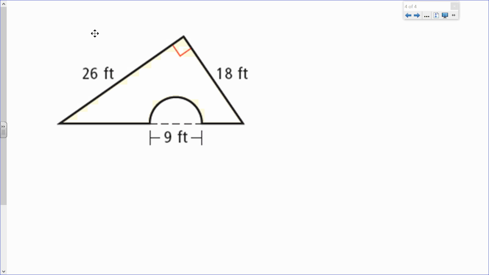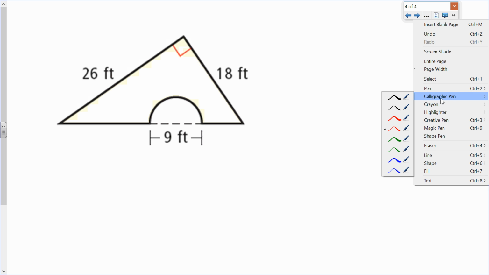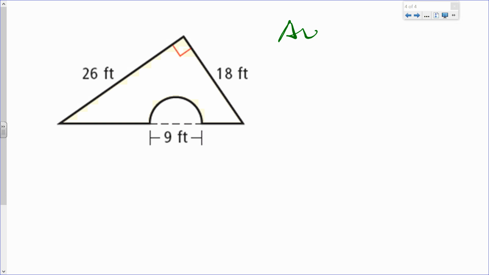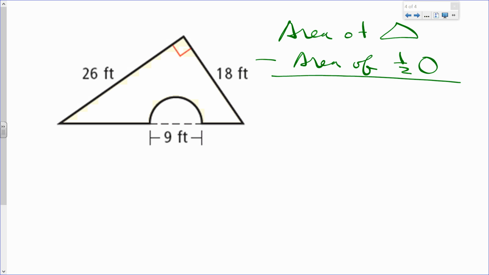Okay? So here's the game plan. I'll find the area of the triangle. Let me get my pen going here. Here's the game plan: area of triangle minus area of half a circle. Let's use the symbols. There's the game plan. Area of triangle, subtract the area of half a circle. So everyone has their note guide out. This is the last example of the day.